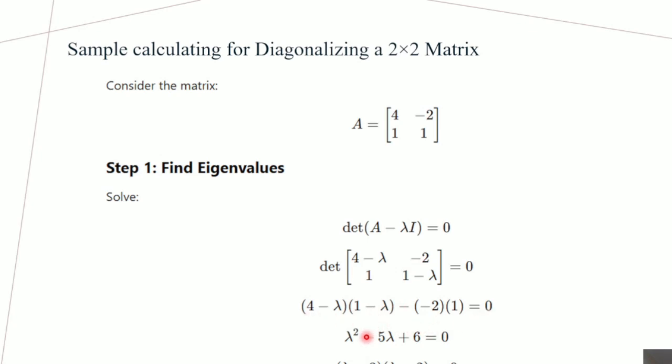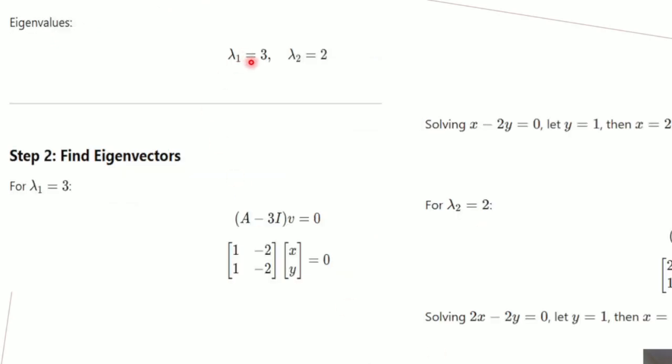After that, we get the equation lambda squared minus 5 lambda plus 6 equal to 0. After solving this equation, we get (lambda minus 3)(lambda minus 2) equal to 0. And then finally, we get lambda 1 equal to 3 and lambda 2 equal to 2.